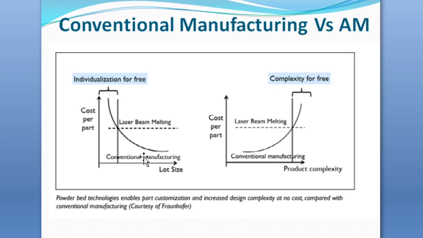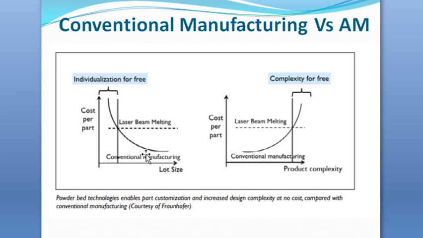But in conventional manufacturing, the cost per unit of the component will be very high when the lot size is very small. When we make the component by the conventional method and the lot size is small, the unit price will be very high. Suppose the lot size is high, the unit price of the component will be reduced.